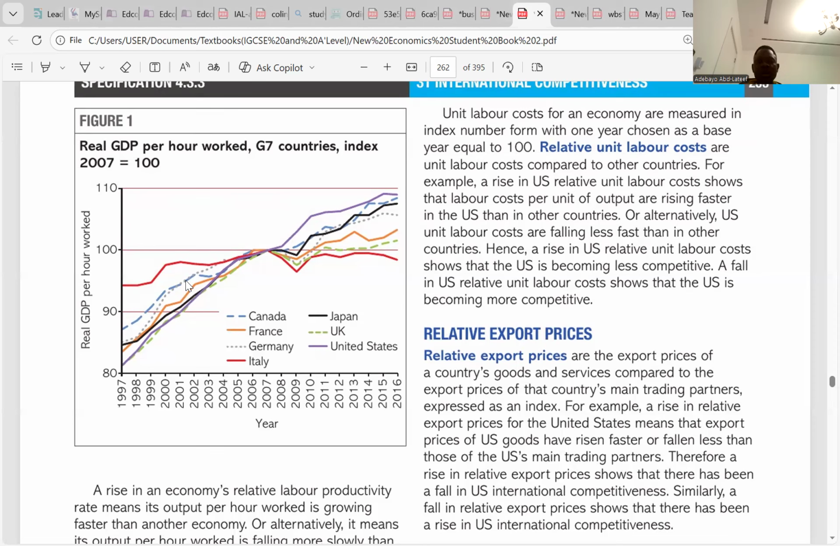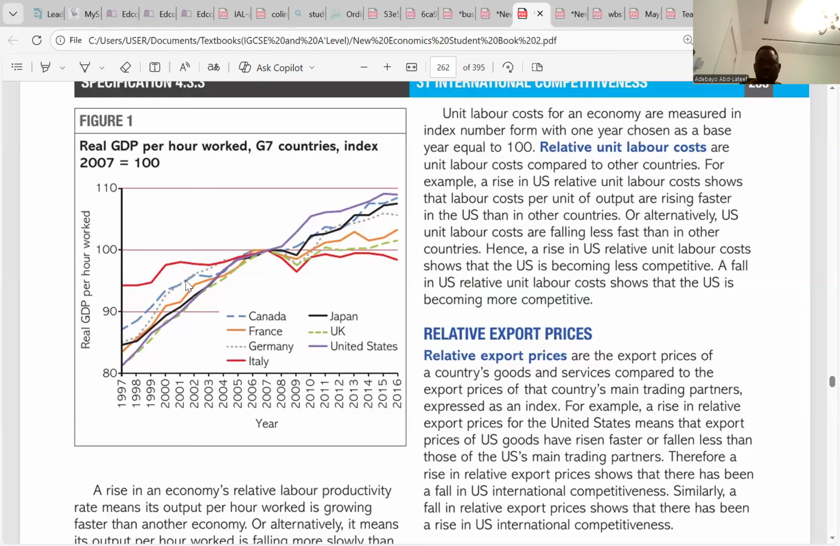So here they said a rise in US relative unit labor cost shows that labor costs per unit of output are rising faster. So if there's a rise in the RULC of America, it simply means labor costs per unit of output are rising faster than those of its competitors. Or alternatively, if unit labor costs are falling less fast than in other economies, it simply means US relative unit labor cost is falling also, but other economies are falling faster than the US. So a rise in US relative unit labor cost shows that the US is becoming less competitive. If there's a rise, it means the cost of labor is increasing, and that would bring about less competitiveness because you have to pay more.